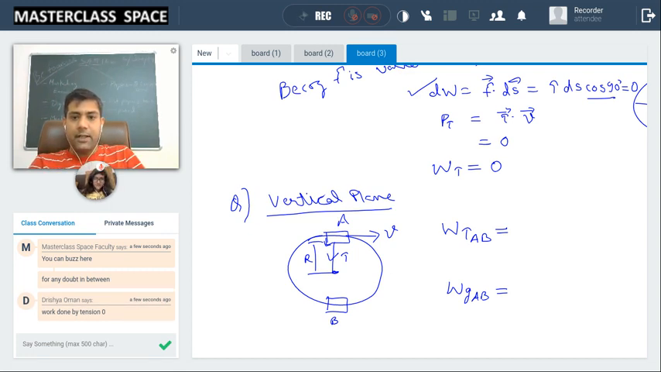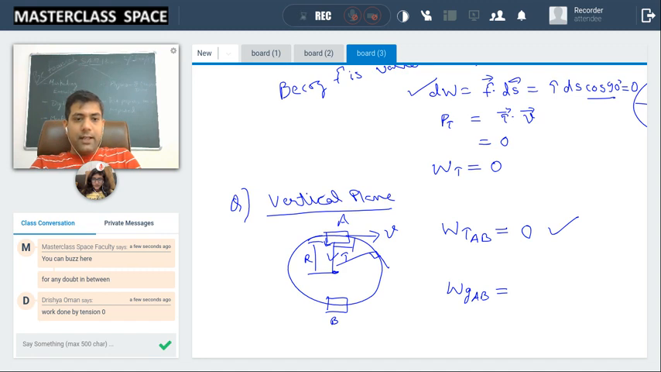Yes, correct. Work done by tension is going to be zero, obviously, because every time the tension direction will change, the displacement is going to be ds, and they are going to make 90 degrees every time. Correct. This is correct. And this one, work done by gravity. At each point, the gravity direction will remain same.